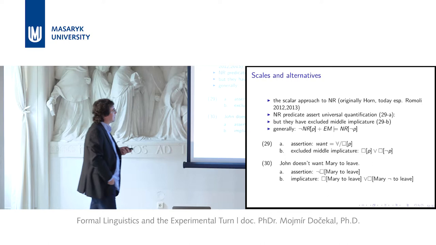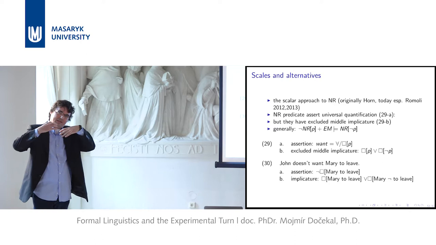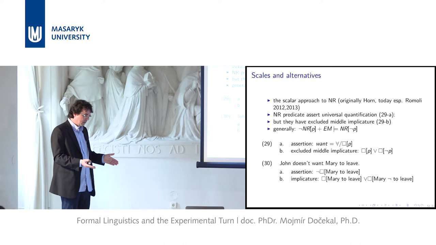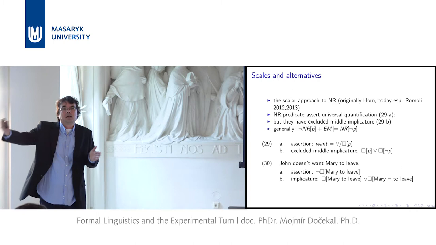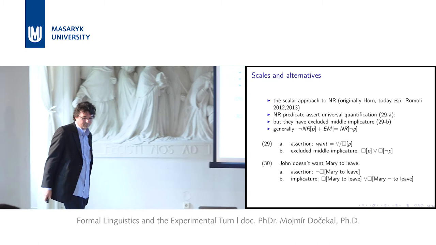If I have a sentence like "John doesn't want Mary to leave", what people claim today is that with verbs like want, first there is something called assertion. This is the truth-conditional part of the meaning of a verb like want, which is something like: if John wants something, then he wants it in all circumstances. Logicians and philosophers call this all possible worlds, and that's why there is this universal quantifier from modal logic.